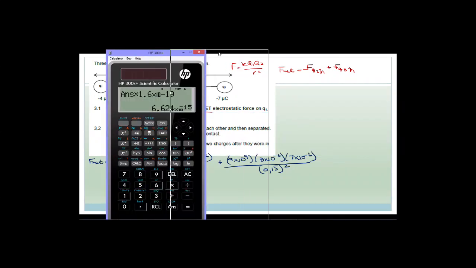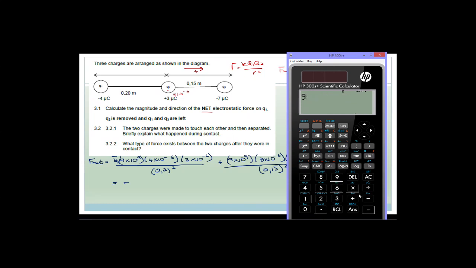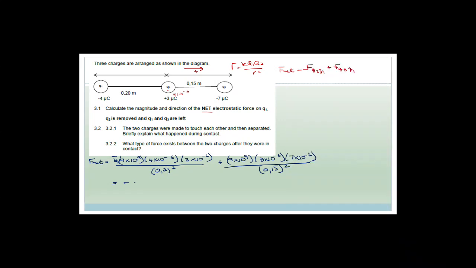Okay, so let's do that now. We've got 9 exponent 9 multiplied by 4 exponent negative 6 multiplied by 3 exponent negative 6, all divided by bracket 0.2 bracket squared equals 27 over 10, which is 2.7. So it's negative 2.7, plus, now let's do this one.